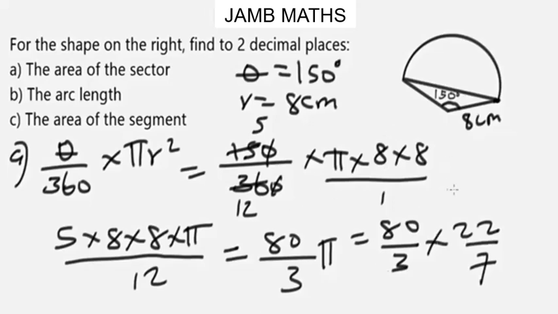Okay, now solving like this using the constant value of pi, which is 22 over 7, we're going to have the value. What I have here on the calculator is 83.80952381. So to 2 decimal places, this 9 is up to 5, you approximate it as 1 and put it in this 0.